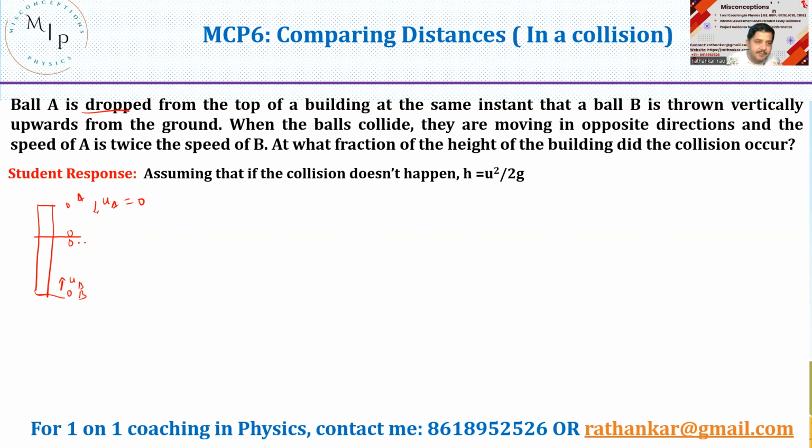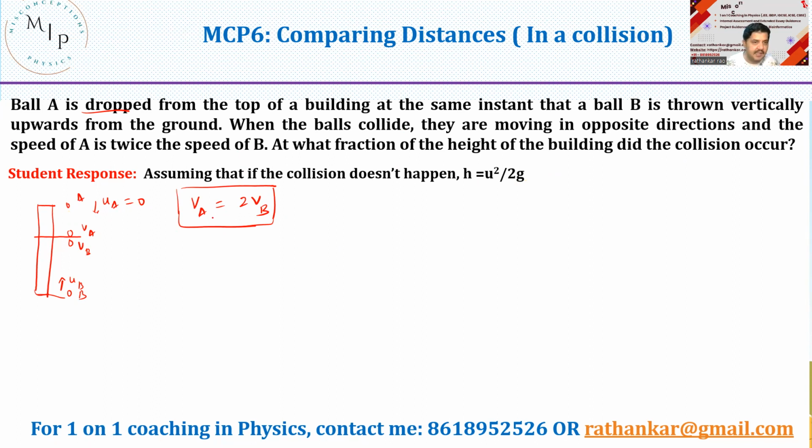So this becomes your VB, this becomes your VA. The velocity at this point is VA, the velocity at this point is VB. The speed of A is twice that of B, so VA is twice that of VB. This is given to you, and this is the way you need to analyze the problem. At what fraction of the height of the building did the collision occur? Where did the collision occur?